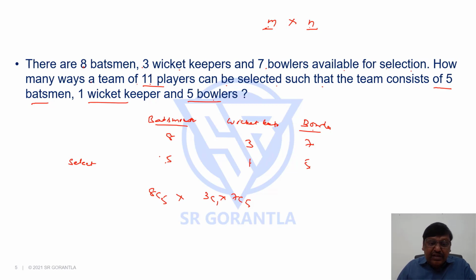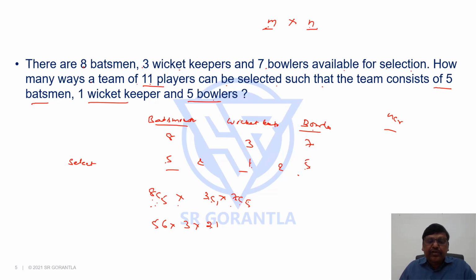Similarly, we have to select these 5 batsmen and 1 wicket keeper and 5 bowlers, means all these 3 have to happen, means the total number of options is 8C5 into 3C1 into 7C5. 8C5, if you calculate, it will be 56. 3C1, you know how to calculate, you know the nCr formula, you can do the calculation. 3C1 is 3, 7C5 will be 21, 7 into 6 by 2, that is 21.